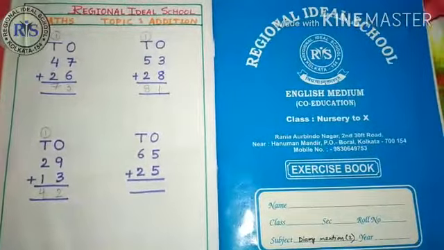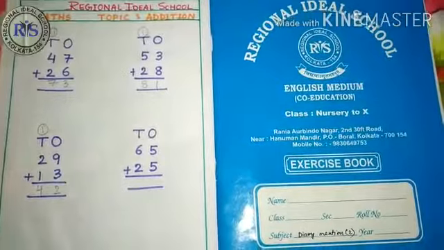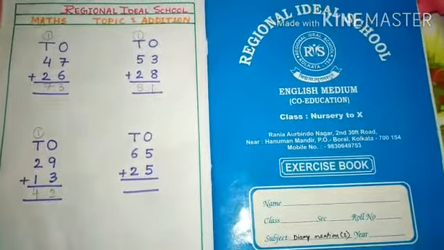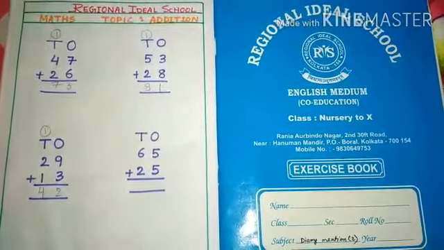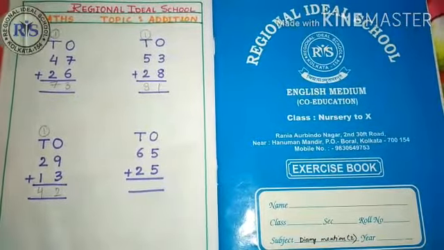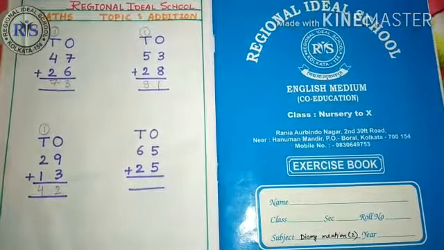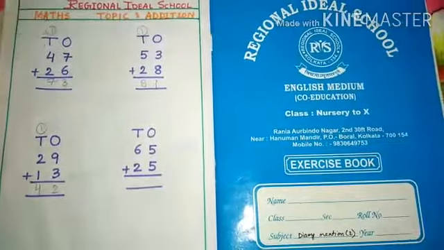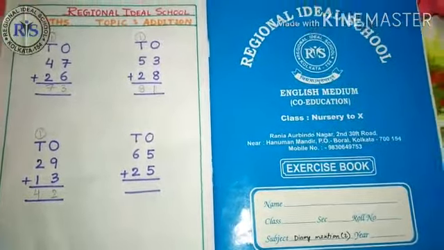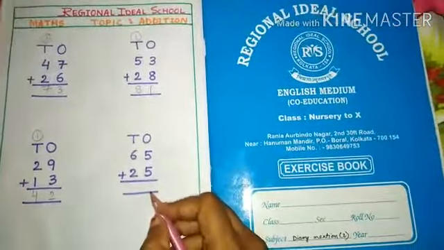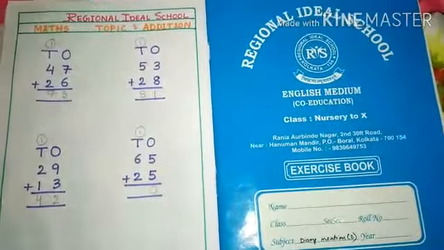Students, now I am going to explain to you our last example. In the last example, you have to add 65 and 25. So, first you have to add the ones digit, and in the ones digit we have 5 and 5. If we add 5 and 5, we will get 10. So, write here 0 and 1 will be carry forward.